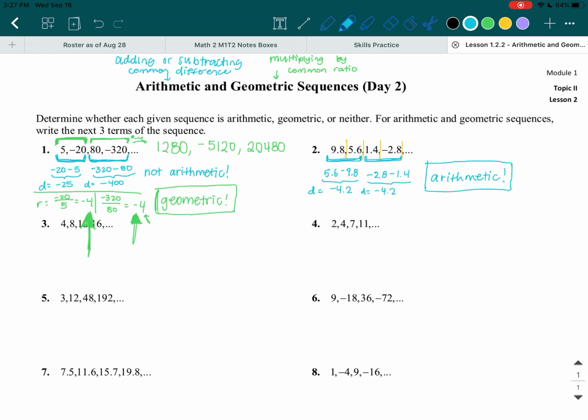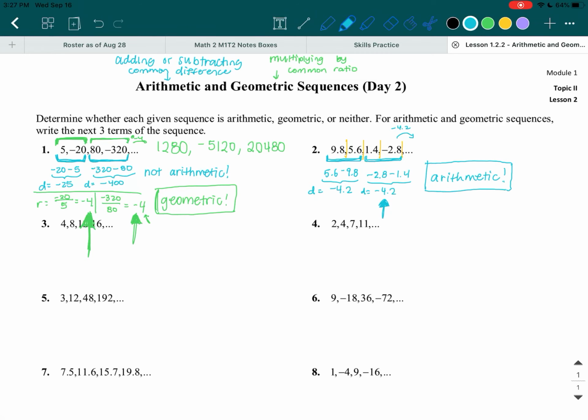Okay. So now that we know it's arithmetic, we need to add or subtract that common difference every single time. So it says -4.2, so we are subtracting 4.2 every single time. Let's continue this. We have -2.8 minus 4.2. And how do we get that 4.2? It's our common difference, okay?